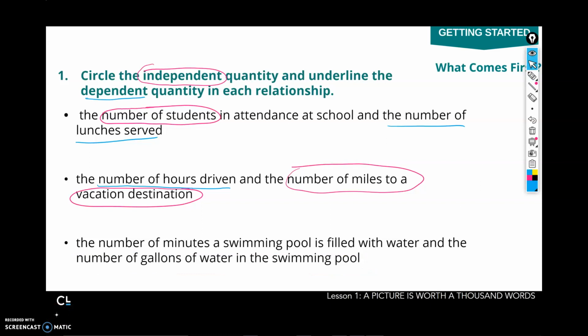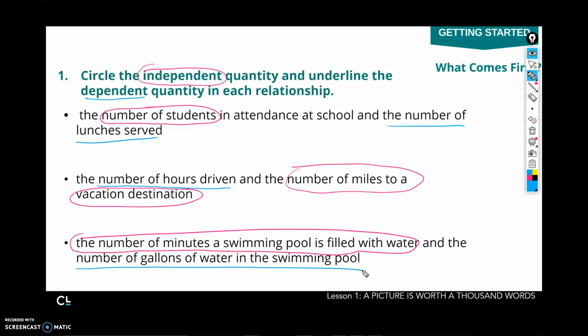I needed to go back and look at that one. That one was a tricky one. The number of minutes a swimming pool is filled with water is actually my independent. And the number of gallons of water that the swimming pool actually holds is my dependent.